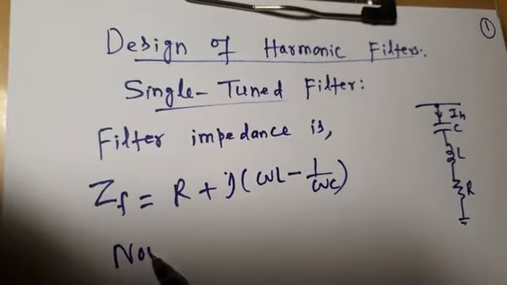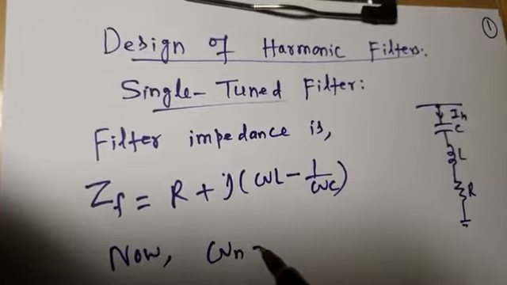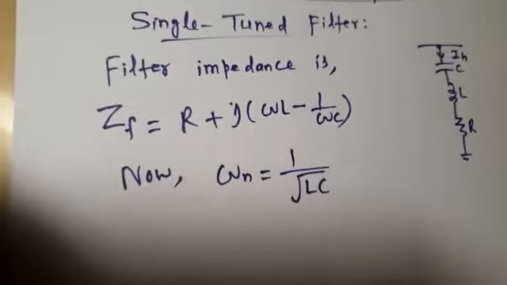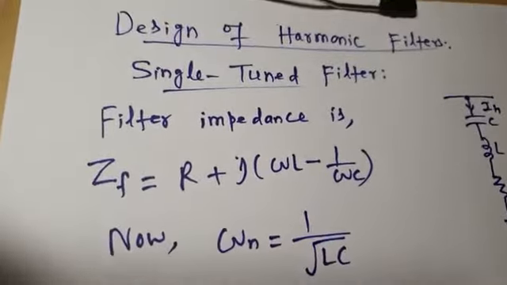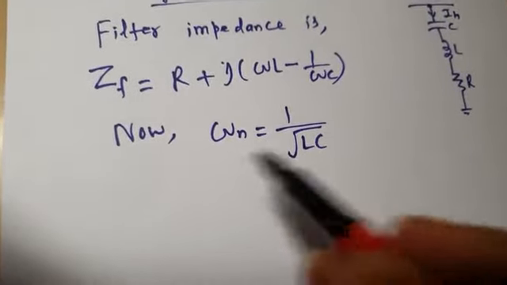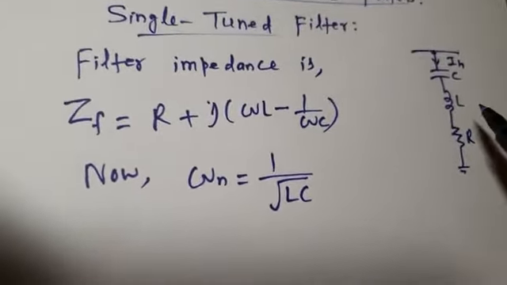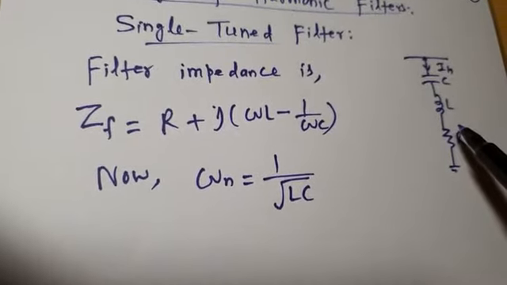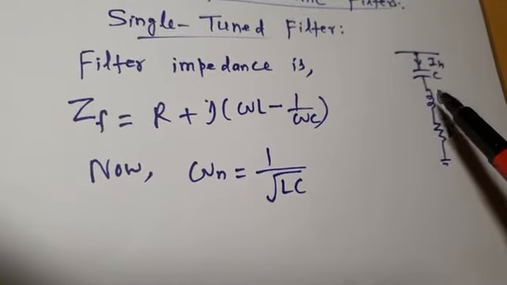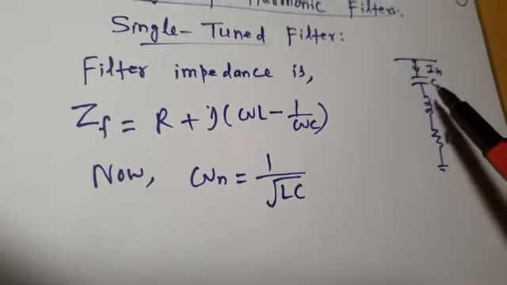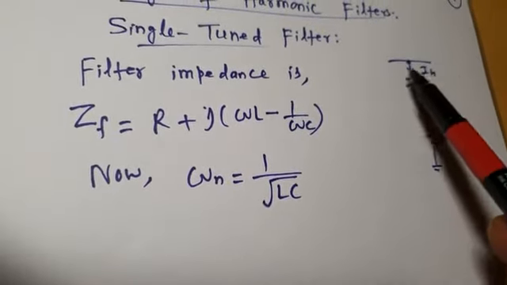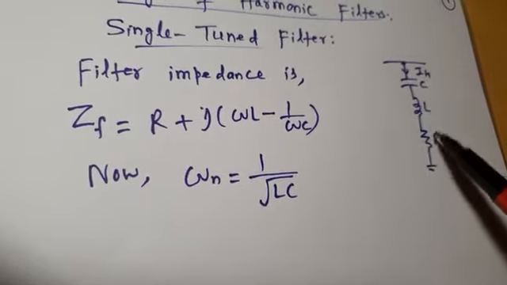Now omega n, the resonant frequency, we know is 1 by the square root of LC. We know it from basic circuit theory. The resonant frequency is given by this equation. If you design this harmonic filter for the fifth harmonic frequency, it will suppress the fifth harmonic component of the current. It will act as a sink for the fifth harmonic component of current, and it will not allow that fifth harmonic component of current to flow in the line. It will arrest that fifth harmonic component.